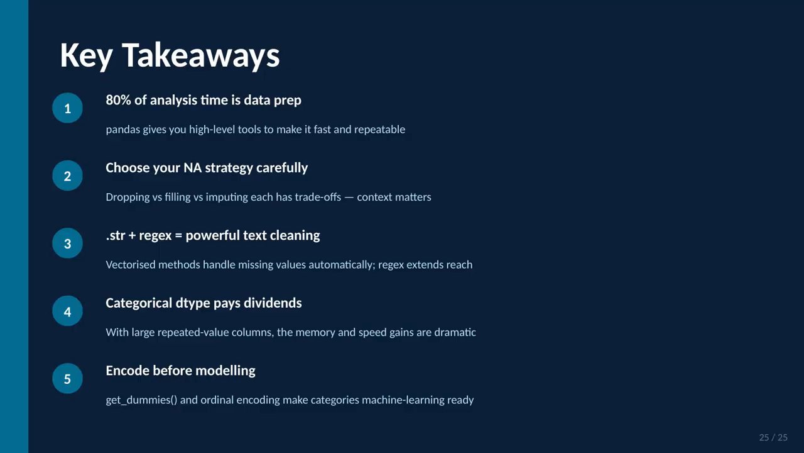Most analysis time, about 80%, goes to data preparation, so learn pandas' high-level tools to make tasks fast and repeatable. Choose missing value strategies carefully. Dropping, filling, and imputing each have trade-offs depending on context. Use the .str accessor with regular expressions for powerful vectorized text cleaning. Convert large repeated value columns to the categorical dtype to save memory and speed up operations. Finally, encode categories with get_dummies or ordinal encoding before modeling.